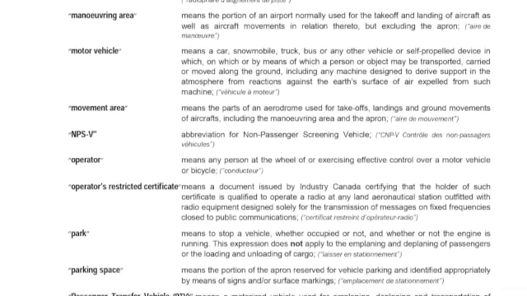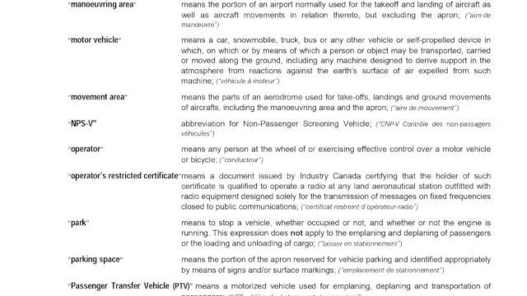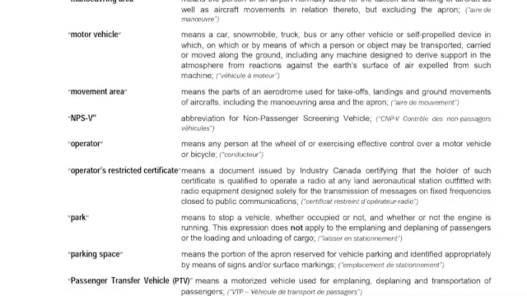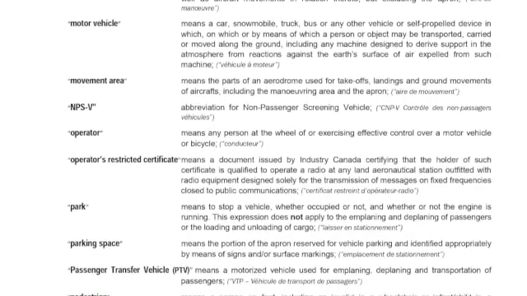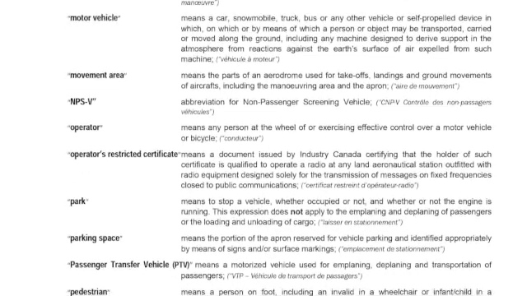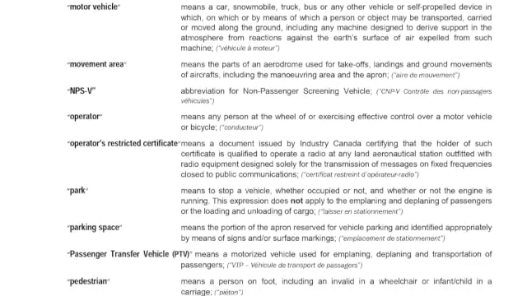Operator's Restricted Certificate means a document issued by Industry Canada certifying that the holder of such certificate is qualified to operate a radio at any land aeronautical station outfitted with radio equipment designed solely for the transmission of messages on fixed frequencies closed to public communications.